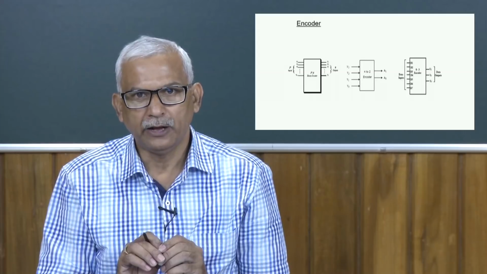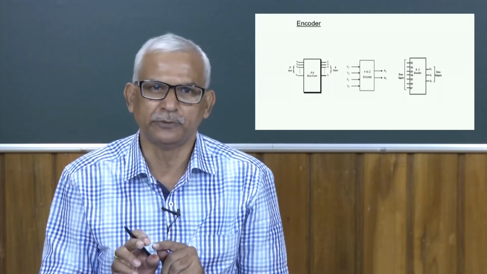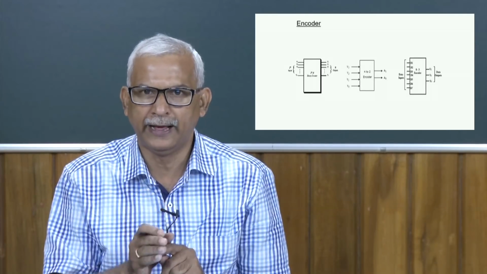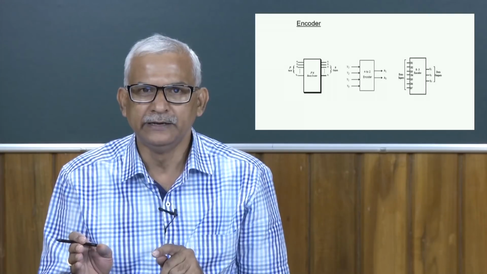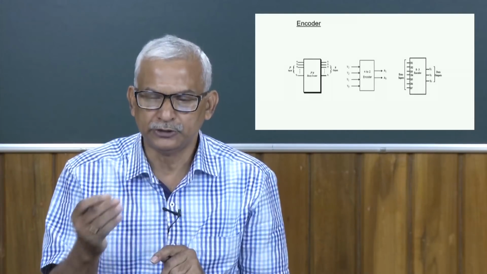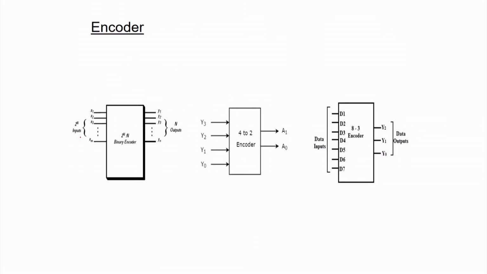Now, we are having another circuit called encoder. So, encoder is the reverse of decoder. In case of decoder, we are going to decode from n lines to 2 to the power n lines. In case of encoder, we are coming from 2 to the power n lines to n lines. So, total we are having 2 to the power n input lines and we are having n output lines. So, this is a 4 by 2 encoder.